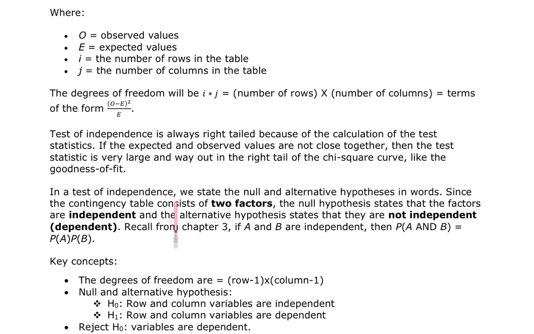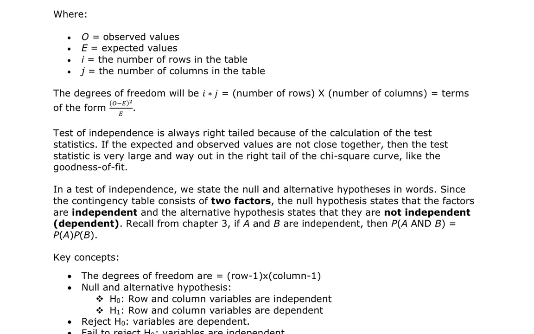In a test of independence, we will state the null and alternative hypothesis in words. There won't be any symbols. Since the contingency table consists of two factors, the null hypothesis states that the factors are independent, and the alternative by default is always they are not independent. So if we think about what happened in chapter 2, if A and B were independent, then if A and B both happen, it was the probabilities of each one of them happening individually, and as a multiplication. We didn't have to worry about subtracting off any overlap. We weren't adding stuff. This is what we did.